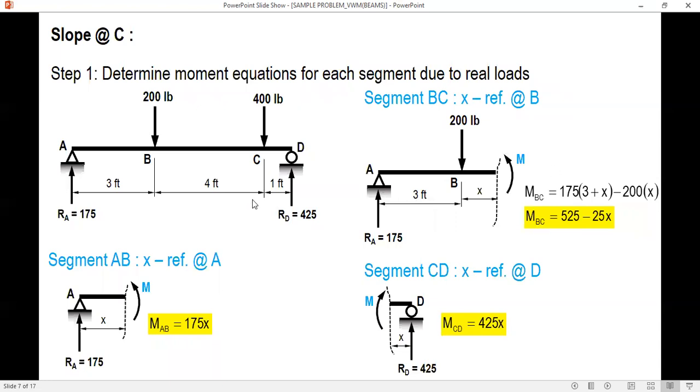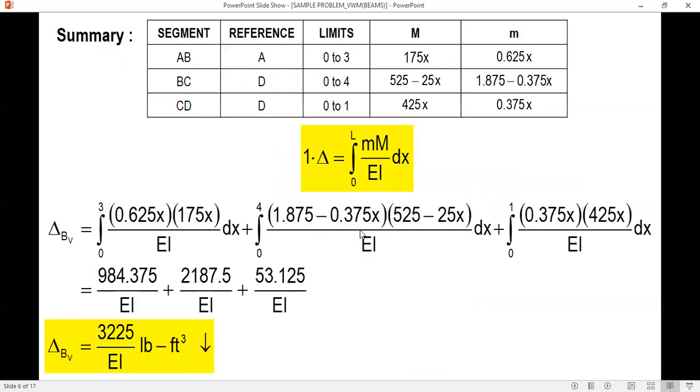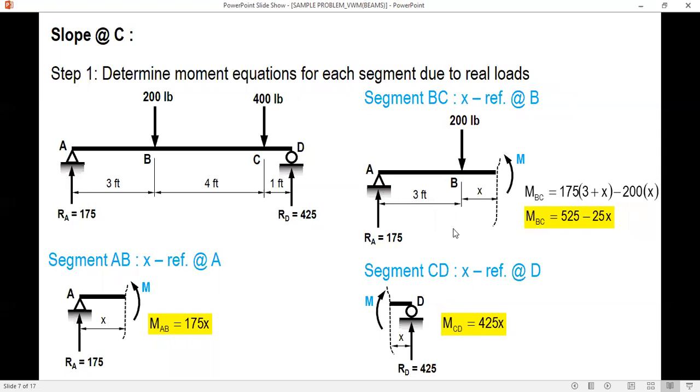Okay. Now, for the slope at C, remember that the only thing that changes is the small m, because for slope, this is due to a virtual unit moment, whereas for deflection, it is a unit load. But capital M is unchanged. Same lang. So, these are the expressions derived for the deflection at B. So, no changes.